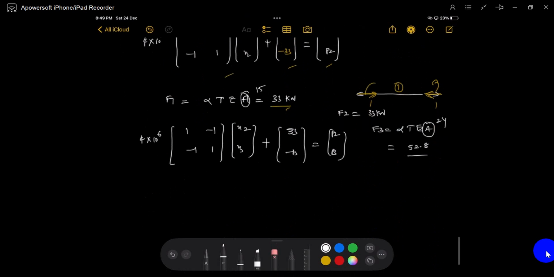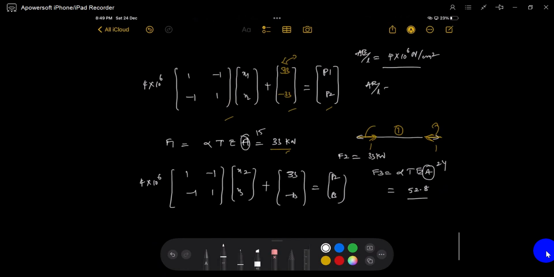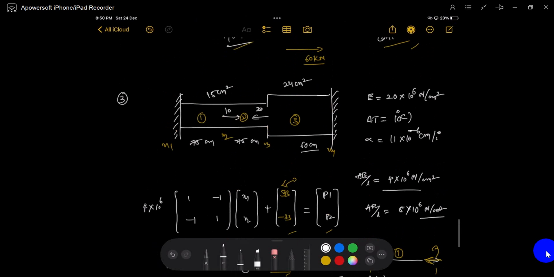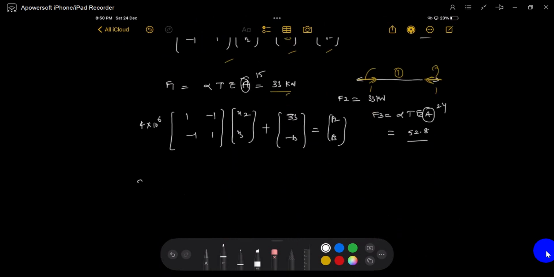And also for element 3, AE by L is always 8 into 10 power 6 Newton per centimeter square. See, A is increasing, L is decreasing, so AE by L changes. So for element 3, 8 into 10 power 6, matrix 1 minus 1, minus 1, 1, with U3, U4. So we will get 52.8, minus 52.8 equal to P3, P4.